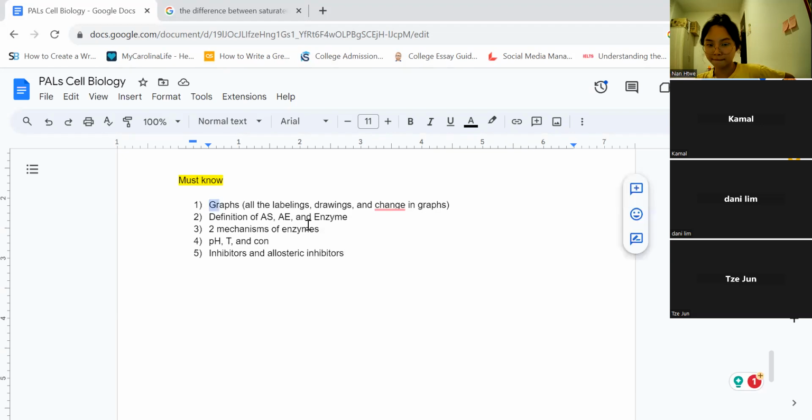You need to know all the graphs here and the definitions of AS and AE. AS is actually at this site. AE is activation energy, and you need to know the enzyme as well. Be careful, the enzyme doesn't increase the number of products. It only increases the rate of reaction. And two mechanisms of enzyme, what are they? They are induced fit and lock and key. Then another one is the effect of pH, temperature, and concentration on enzyme activity. When it comes to concentration, we have substrate concentration and enzyme concentration. And then we have inhibitors and allosteric inhibitors. You need to know these five things.